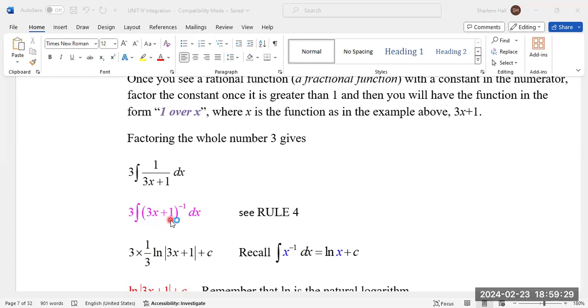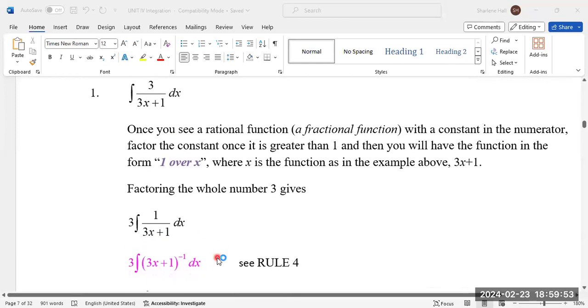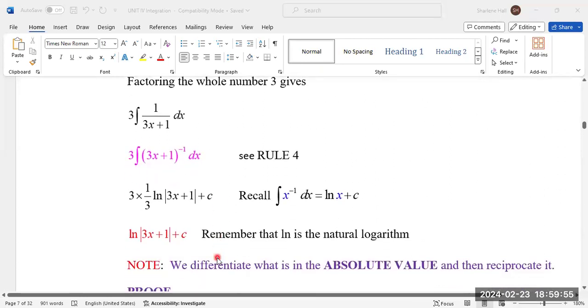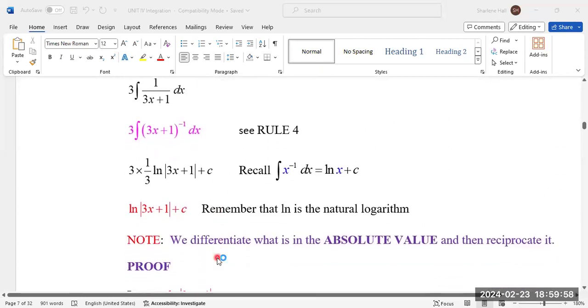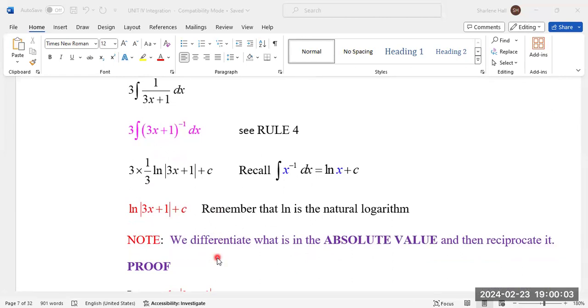Differential of 1 is 0. Differential of 3x is 3. And I'm reciprocating 3, so I'm going to get 1 over 3. And then I'm using the absolute value. And of course, I must have my plus c. And that's what I'll have. My final answer: ln, because 1/3 times 3 is 1. So that's going to have ln, the absolute value of 3x plus 1 plus c.